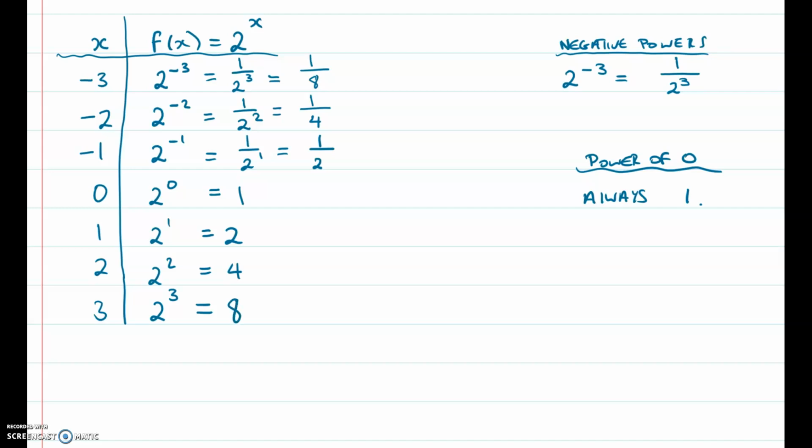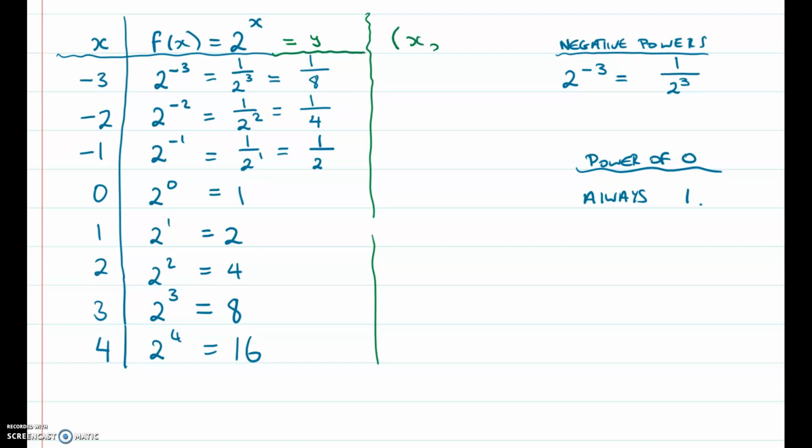And we can do another one as well if you want to see a little bit more of it. We can go 4, and 2 to the power of 4 is 2 by 2 by 2 by 2, which is 16. So let's turn these into points now. And we do that by doing x and y. So remember, this is actually equal to y. F of x is another name for y.